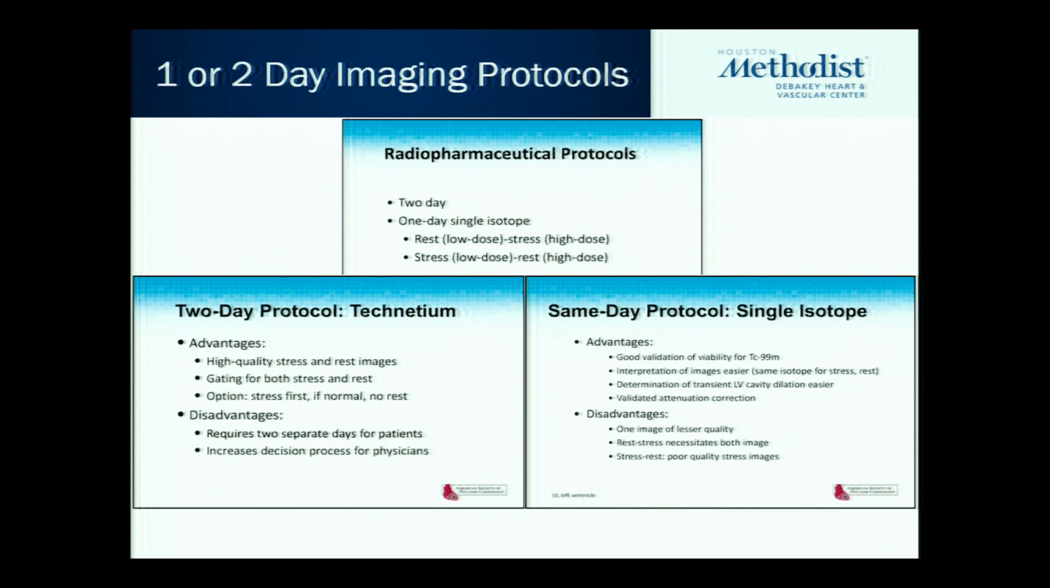Two-day imaging is really now reserved for those patients who are markedly large, where in your one-day studies, one dose is smaller than the other dose. So what can happen is that the study which has the lesser dose may not have very good image quality. So if you're concerned that you need good image quality on both the stress and rest images in a patient who's markedly obese, let's say, you're looking at two-day imaging.